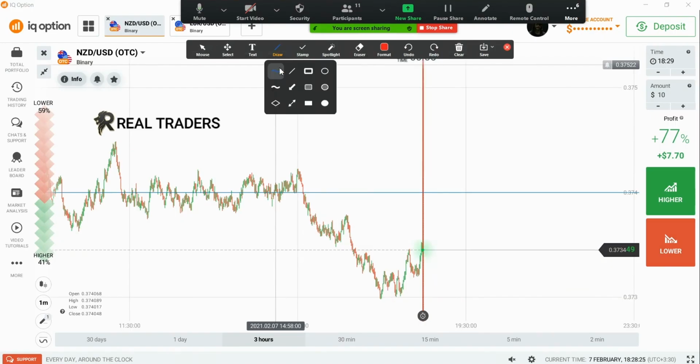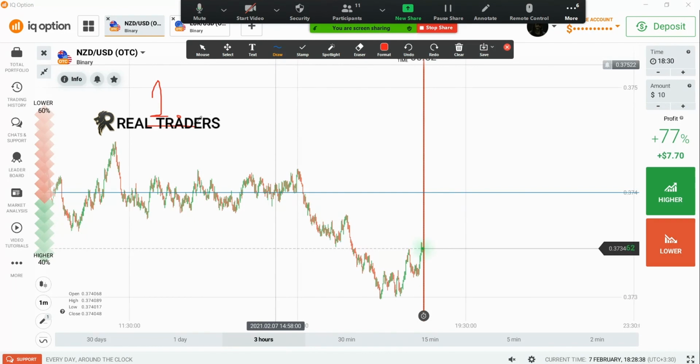The sign that the level is strong or not. The first one that we should check for every level is whether the market is respecting this level. Are we seeing so many reversals on that level or not? If the level reversed the market so many times, it is a sign that the level is strong.